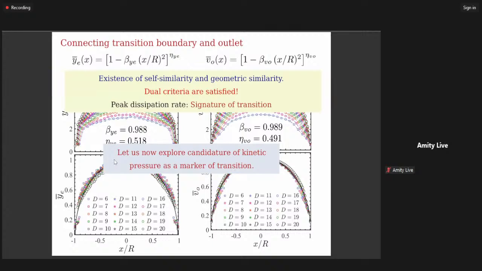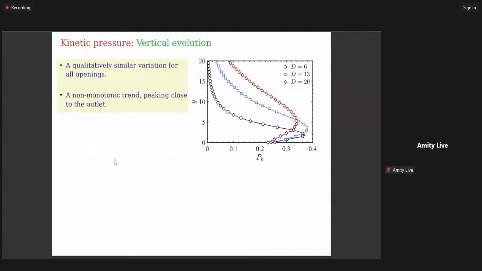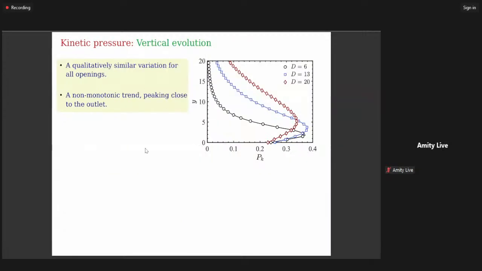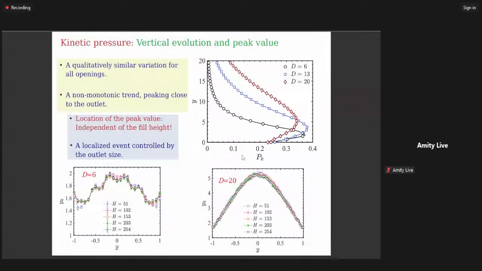For the sake of completeness, because an earlier study explored kinetic pressure as a marker of transition, and in light of the hypothesis, the dual similarity criteria, let us look at whether kinetic pressure is a candidate for a marker of transition. We repeat the same thing again, showing the vertical profiles of kinetic pressure here, and they also exhibit non-monotonicity and peaking close to the outlet. And here for the smallest outlet size and the largest outlet size, they are independent of the height also.